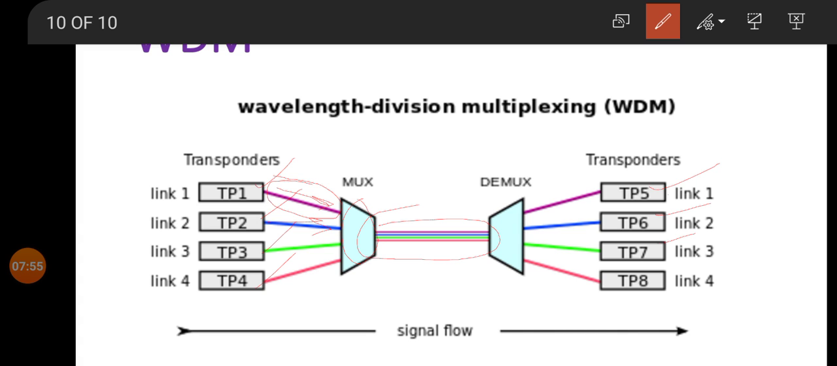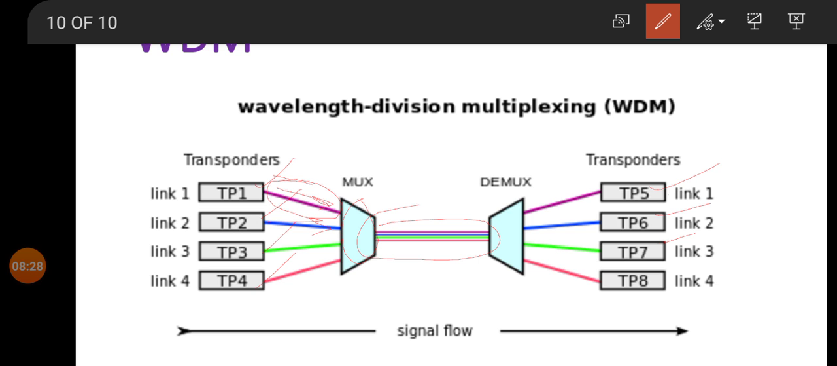Light signals are transmitted using a common channel. Different light signals are transmitted using a common channel, means those light signals are combined as a single light beam. Then that light beam is transmitted to the demultiplexer. The demultiplexer will retrieve the various light signals from the combined signal. So this is WDM, similar to FDM. Understood?